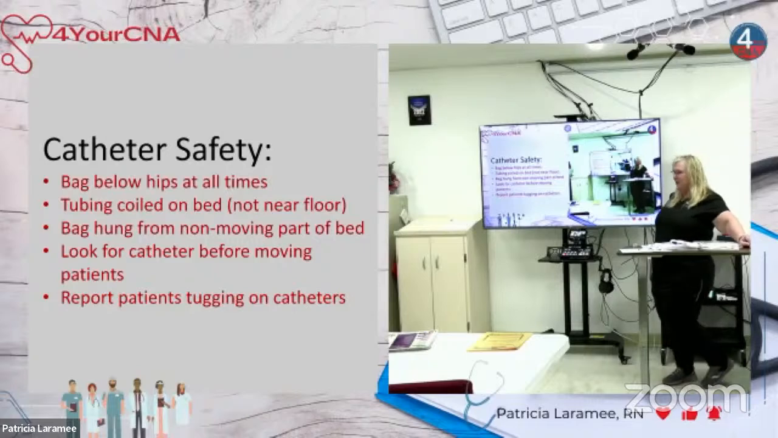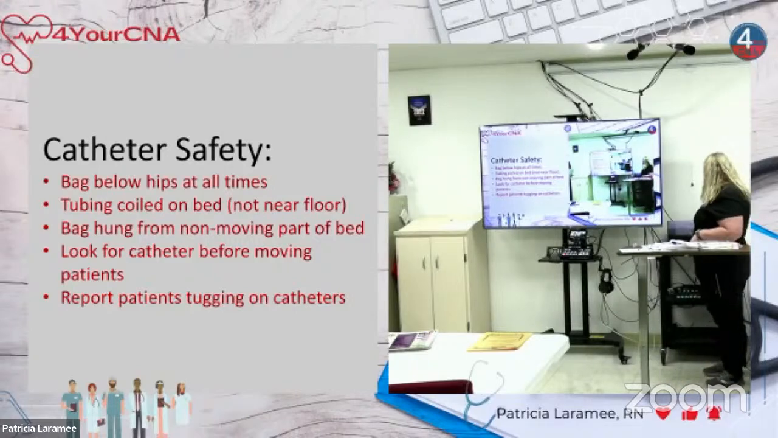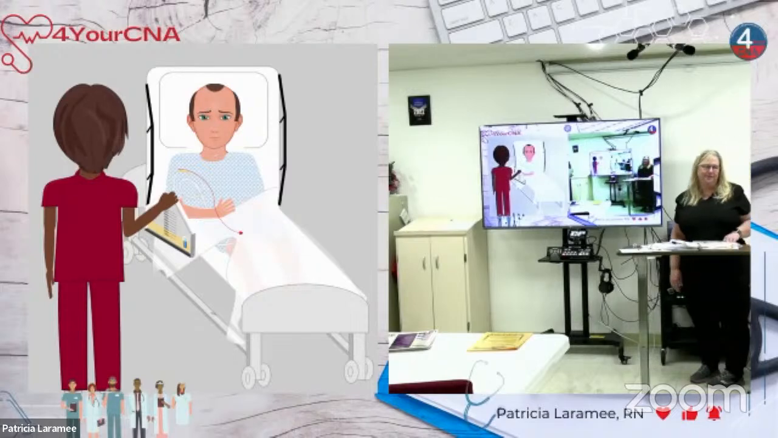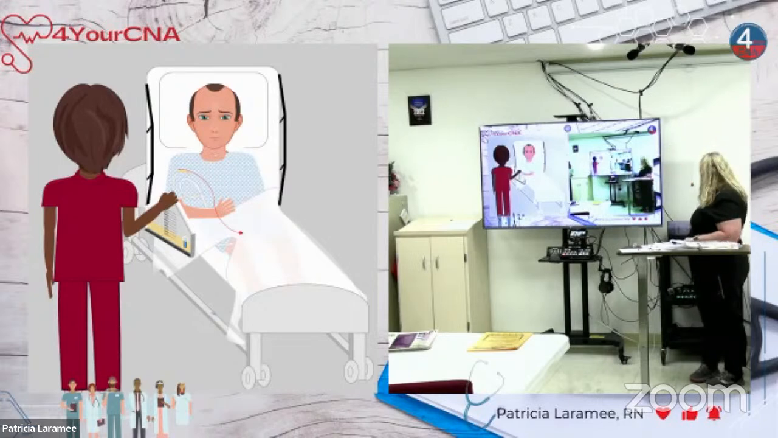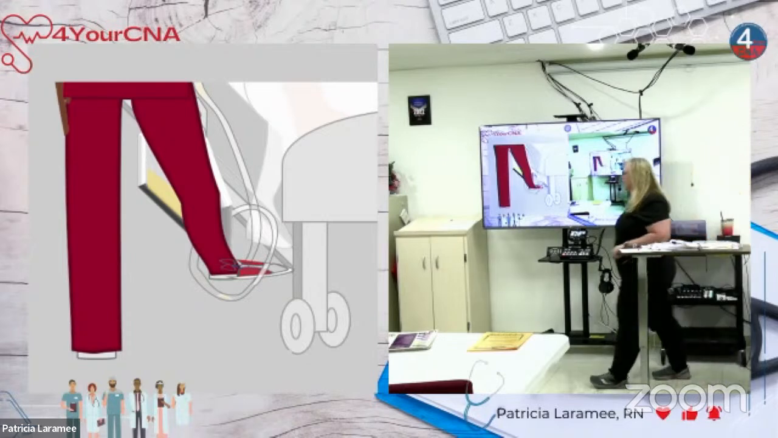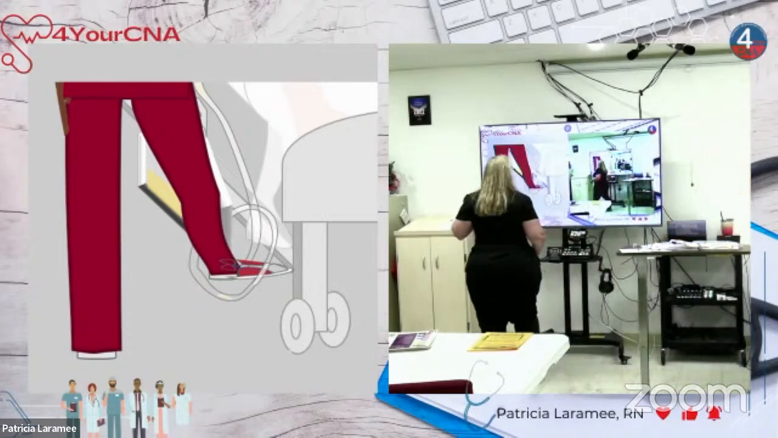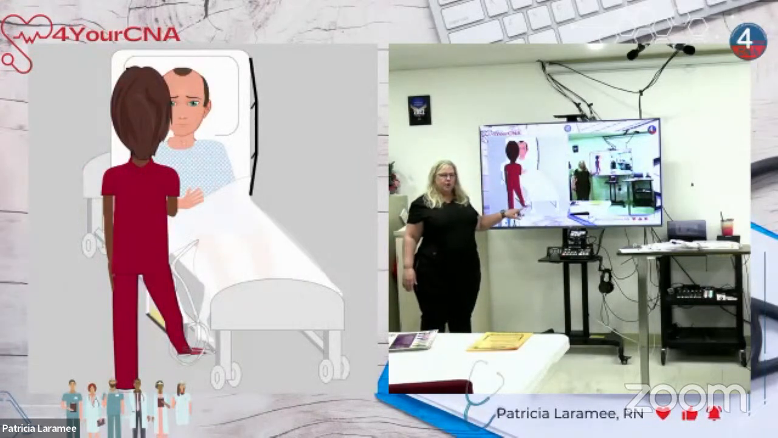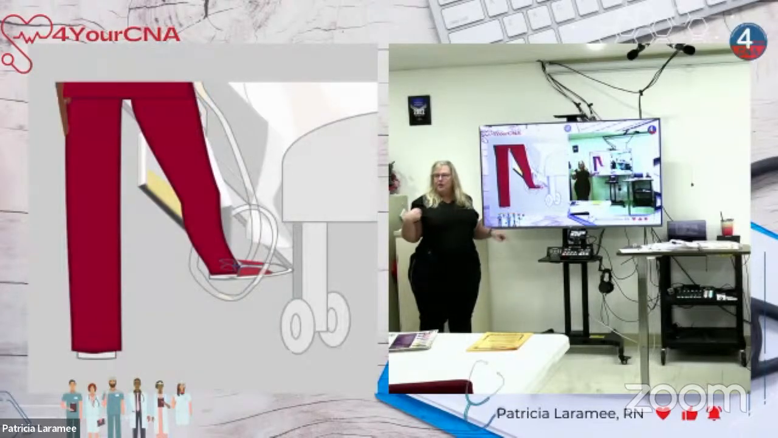Way more catheters than patients do. And that's because CNAs don't always pay attention to safety. So remember that we never want to raise the bag above the level of the patient's hips. And we don't want the bag to touch the floor, but we don't want the tubing to be coiled near the floor either, because if the tubing is coiled, our feet can get all caught up in that tubing and accidentally pull the catheter out as we're walking.